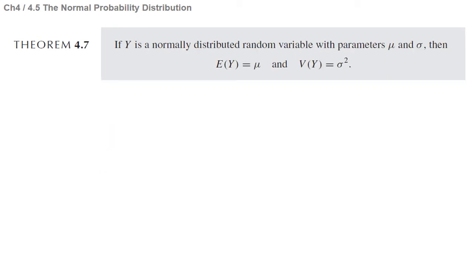Theorem 4.7 talks about the mean and variance of the normal distribution. If Y is a normally distributed random variable with parameters mu and sigma, then E[Y], the expected value of Y, is mu, and the variance of Y is sigma squared. Before we think about the expected value and variance of Y, let's think about the standardized version of Y.